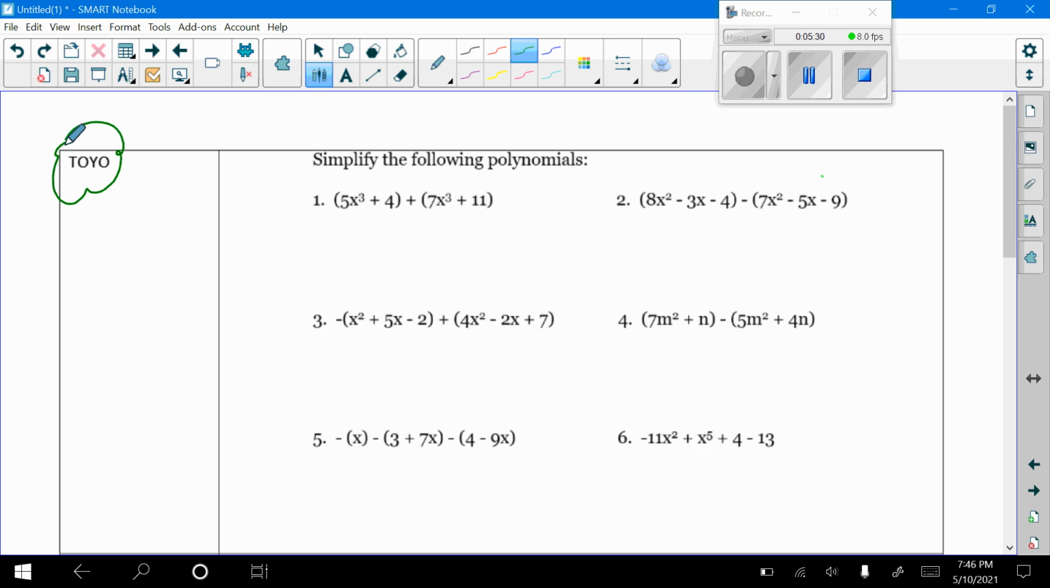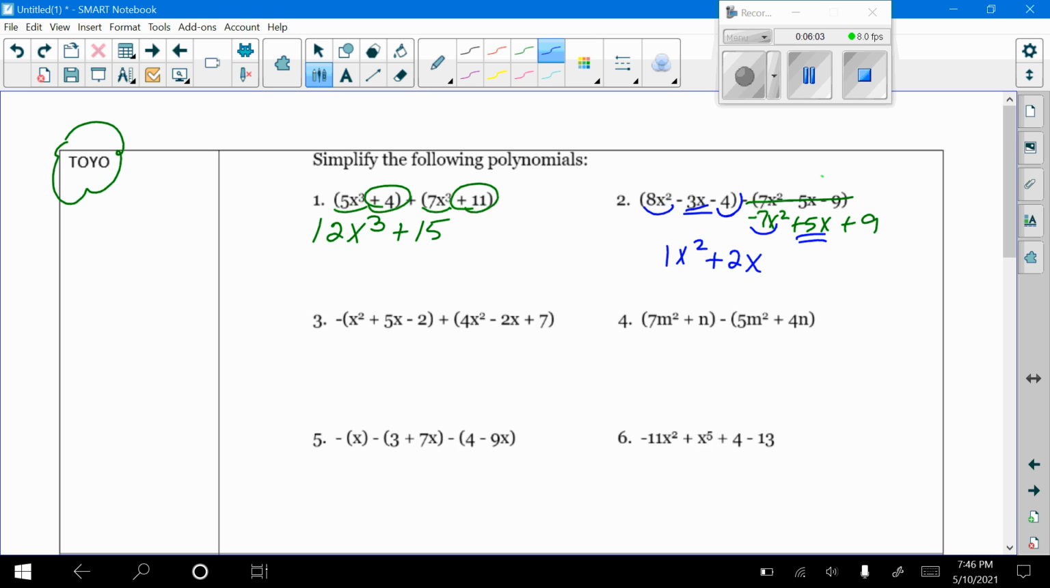All right, so 5x cubed plus 7x cubed gives me 12x cubed. And then 4 plus 11 gives me plus 15. Number 2, I'm going to be distributing this negative, so it's negative 7x squared plus 5x plus 9. Now I can combine like terms. So from there, 8x squared minus 7x squared is 1x squared, or just x squared. Negative 3x plus 5x gives me plus 2x, and negative 4 plus 9 is positive 5.